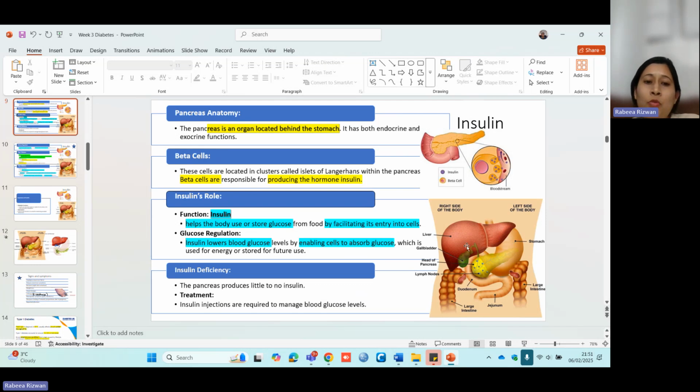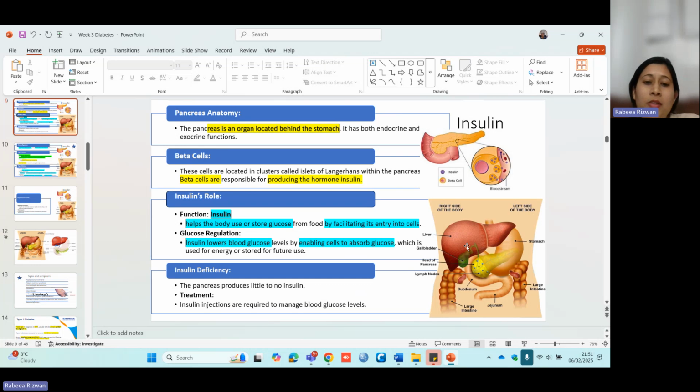Now let's discuss the role of insulin, what the insulin function is. As you also watched in the video and we discussed before, insulin plays a very important role like a key to the door that helps the body use the glucose by entering inside the cell to produce energy. In this way, it regulates the glucose balance inside our body, either to absorb or store. If insulin deficiency happens, it means it's a disease condition.